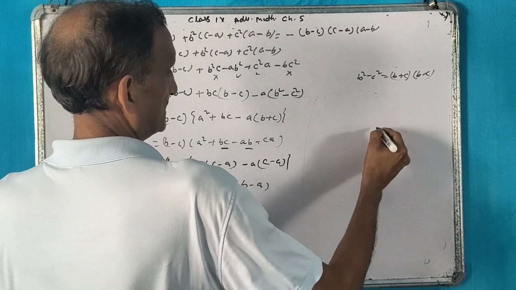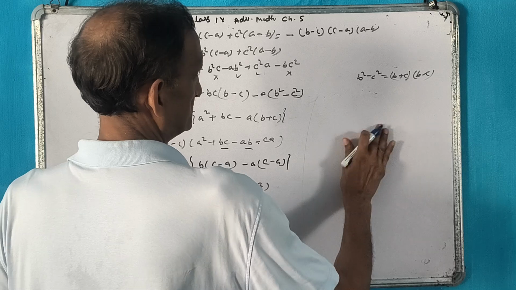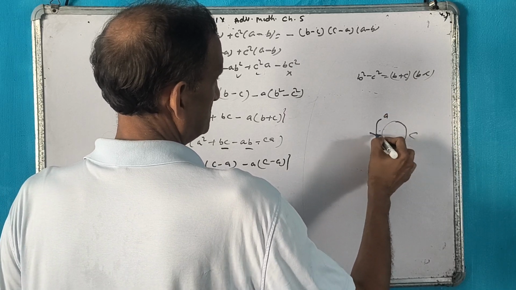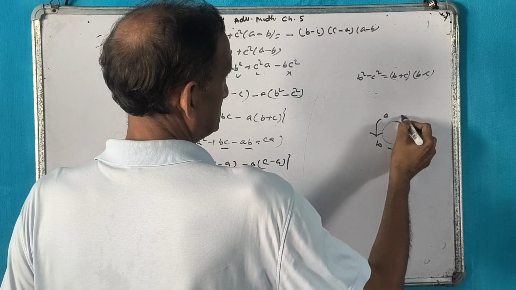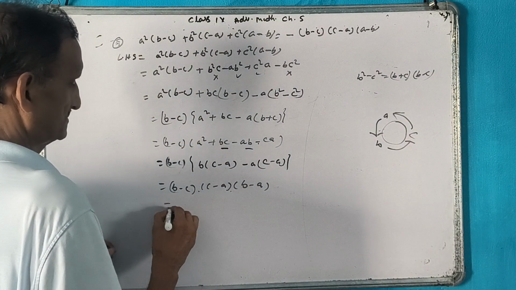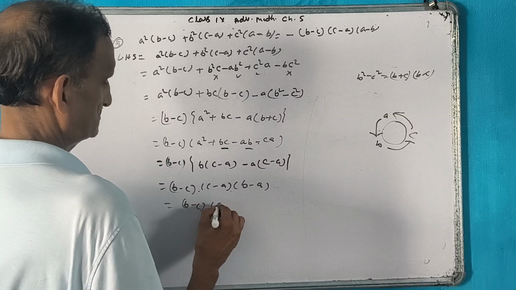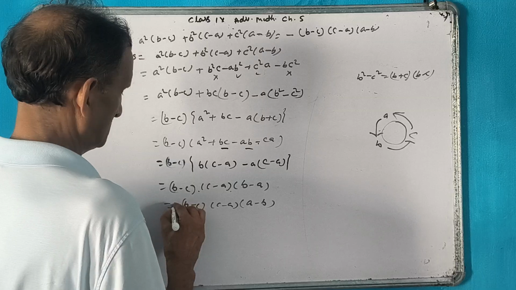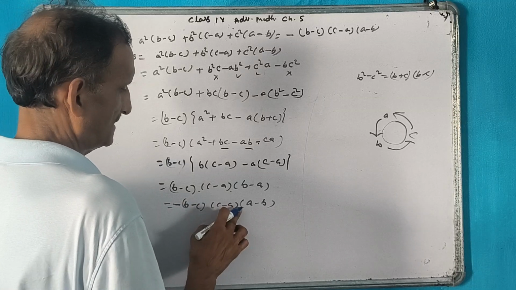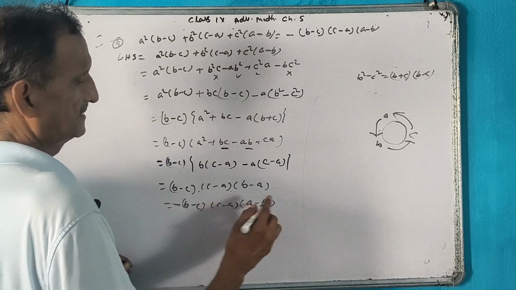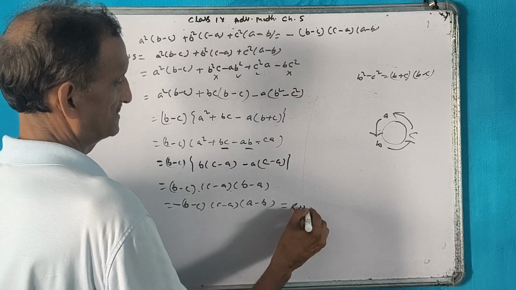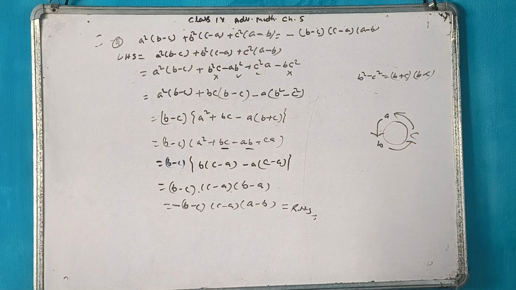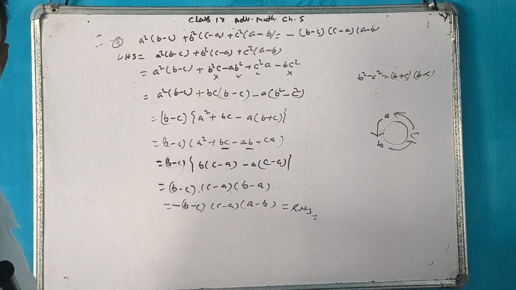But it must have the cyclic expression, no? Cyclic expression means what? This circle a, b, c must have a minus b, b minus c, c minus a. So this is b minus c into c minus a. If you write b minus a as a minus b, you need to take minus common, which you should not write here. And this was the right hand side. So this is the first minus formula.